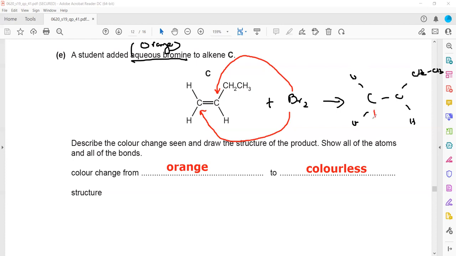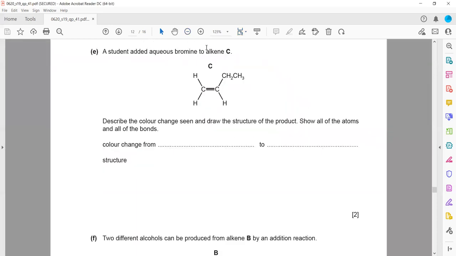You can draw the bromine on any side, up, down, right or left; that does not make a difference. One bromine is added to the first carbon which had the double bond, and the second bromine is added to the second carbon which had the double bond. But in the question, they said show all the atoms and all the bonds. So we have to draw the structure and represent all the atoms and all the bonds. So how should the structure appear? First, whenever an alkene reacts, the double bond will break.